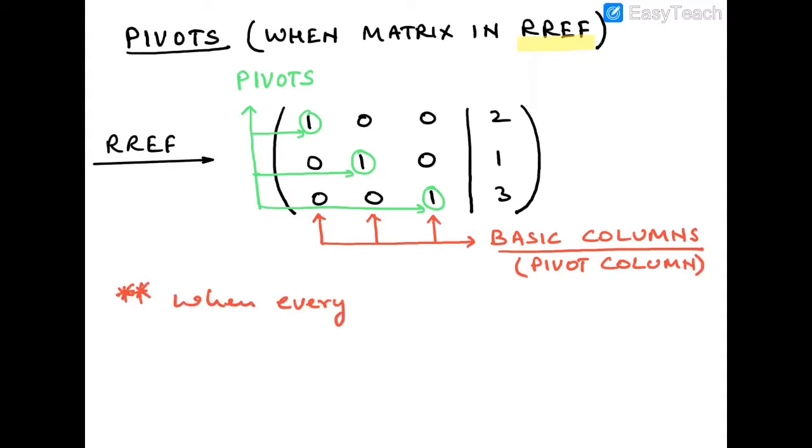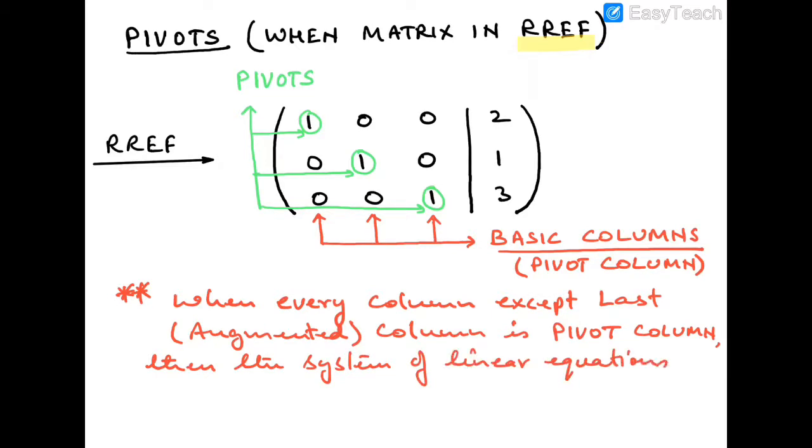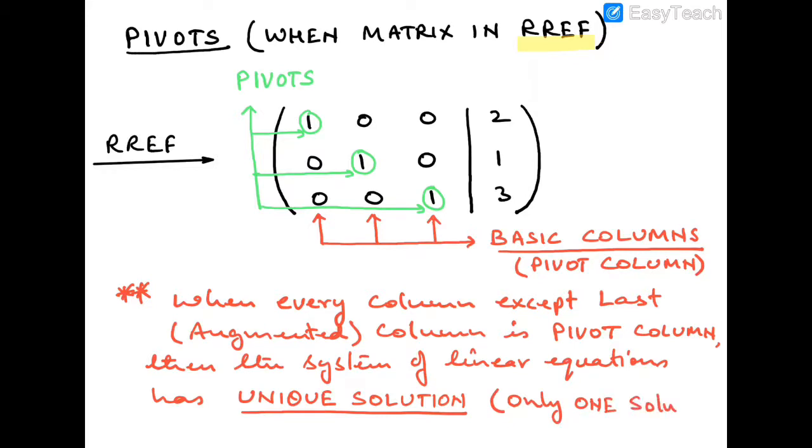So when every column except the last, that is the augmented column, is a pivot column, then the system of linear equations has a unique solution, that is, we will have only one solution. So if every column other than the last augmented one is a pivot column, then we will have a unique solution, or we will have only one solution.